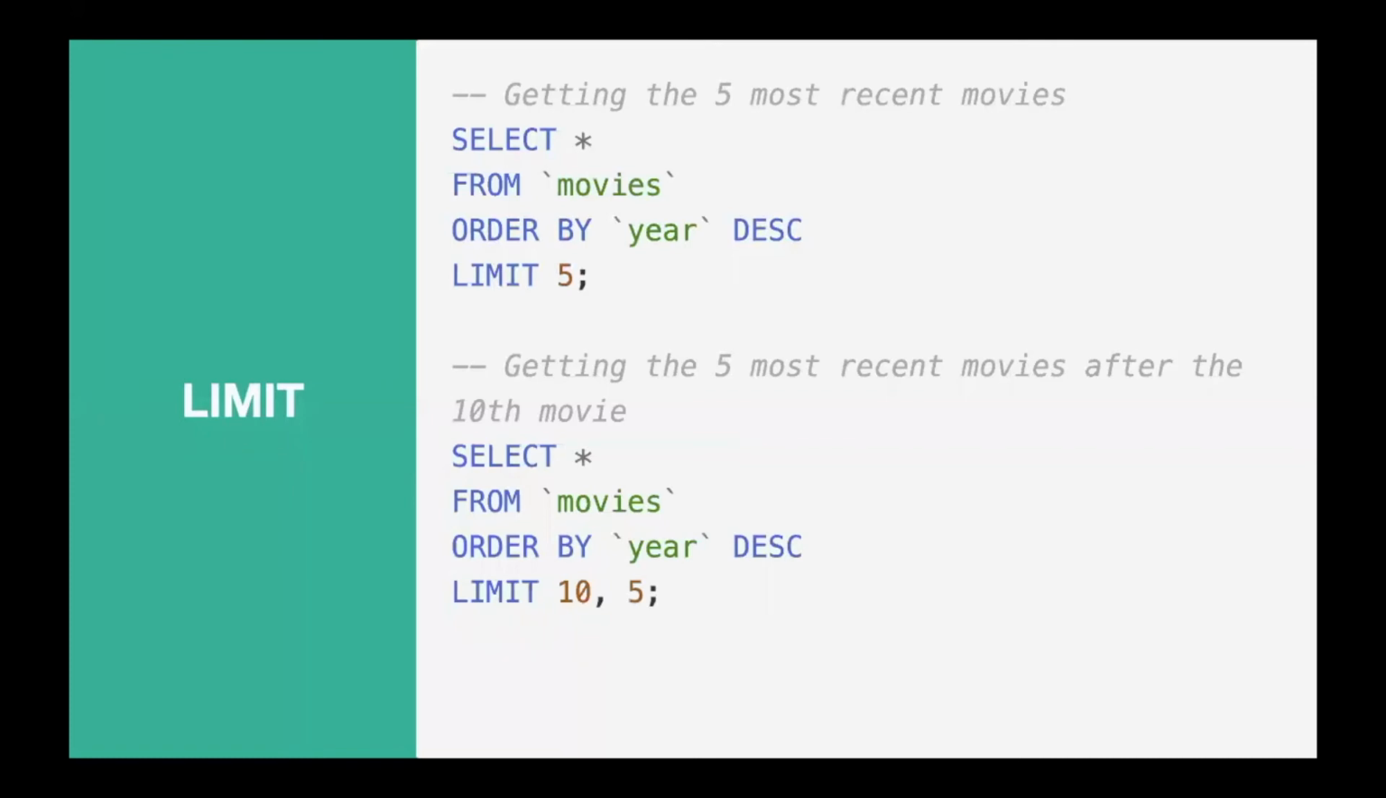Now where the pagination comes in is we can add another number there. This one is giving us the 5 most recent movies after the 10th movie. We do select star from movies, order by year descending, just like above, but this time we go limit 10, 5. This is saying after the 10th movie, give me the next 5.